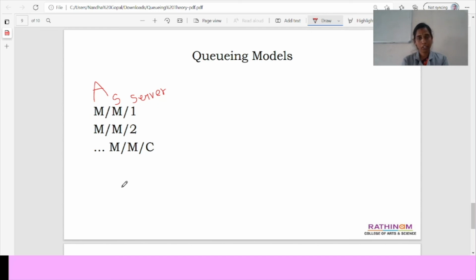So today we saw some introduction to queuing theory. In tomorrow's class, we will see problems related to this topic.